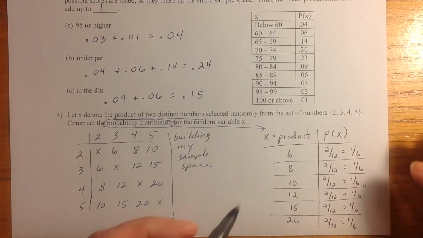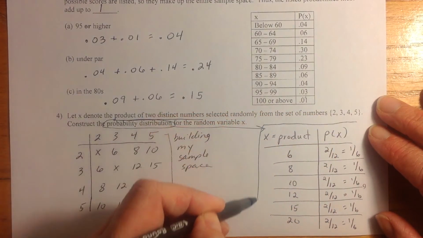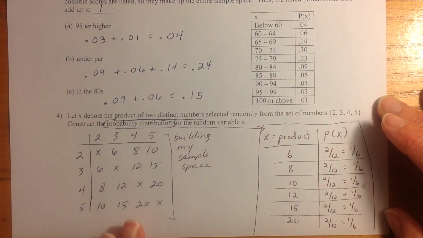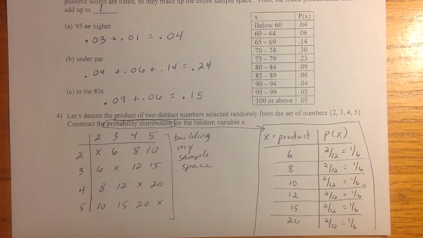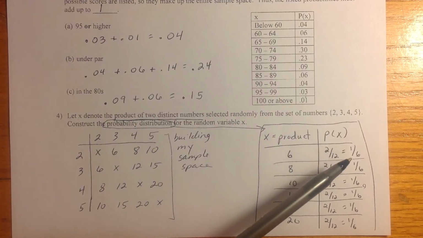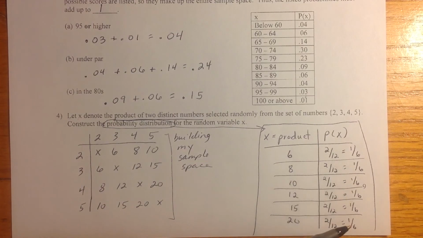So this right here would be my probability distribution table. Remember how to check your work is the fractions should add to 1. So if I have 1/6, 6 times, I get an answer of 1.